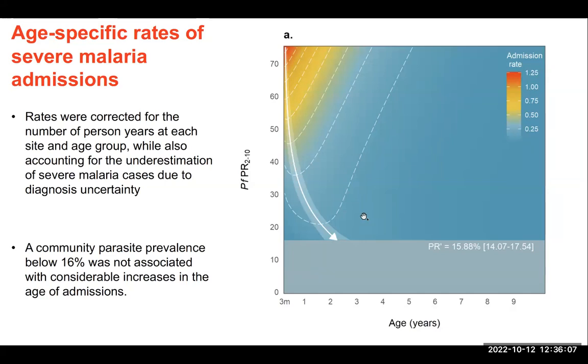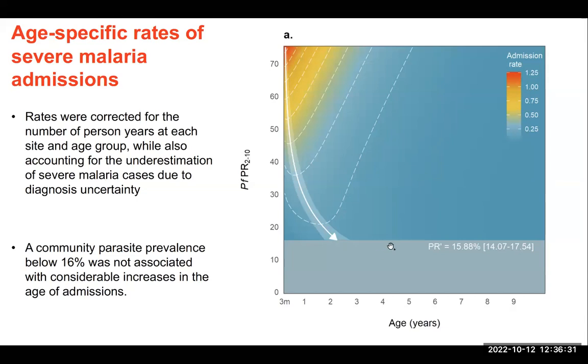And what we found from this analysis is that below a critical community parasite prevalence, which we estimated as 16%, the rate of severe malaria was uniformly distributed across age. And what this means is that in low transmission sites, there is little or no age dependency in severe malaria.